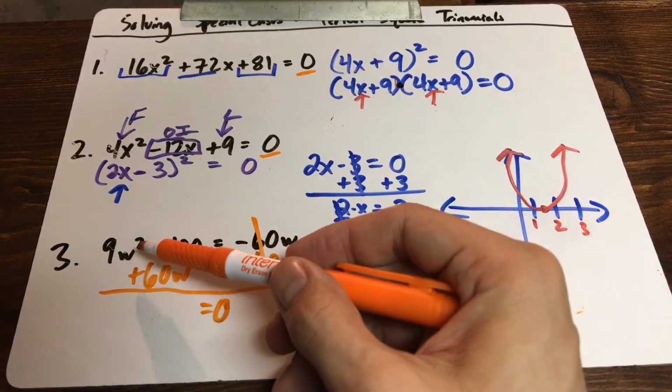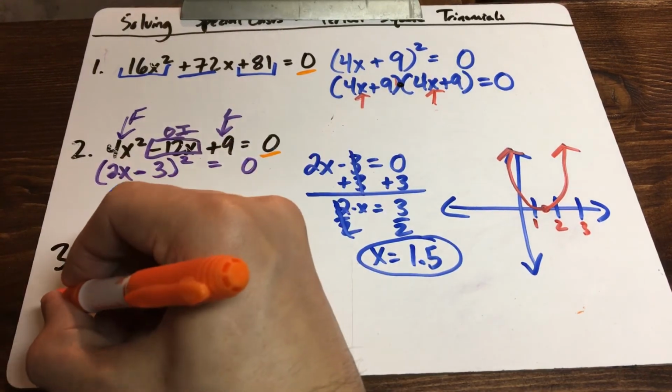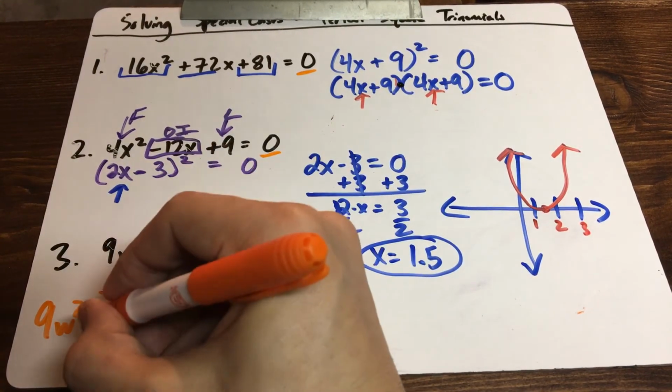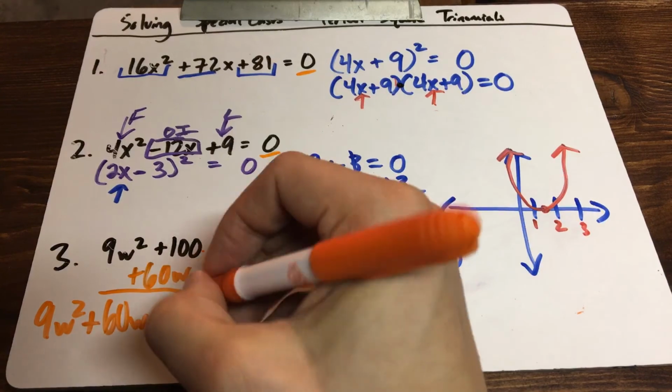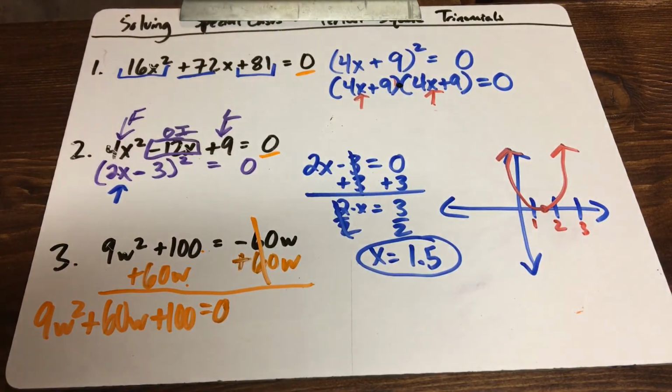But these are all different, right? That's second degree, that's first degree, that's 0 degree. And so I just need to write them in the correct order. Second power, first power, 0 power. Don't let them throw you off. And now I can work it out.